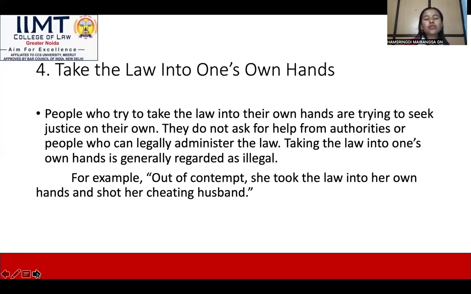Most of the time, it is illegal because we end up doing a crime, because it is up to the authorities to take any action. All we can do is complain, file a complaint. So when we take matters into our own hands, we end up committing a crime, and that becomes illegal. As you can see in the example, out of contempt, she took the law into her own hands and shot the cheating husband. Here, because her husband was cheating on her, she decided to take matters into her own hands, and she ended up committing a crime by shooting her husband.